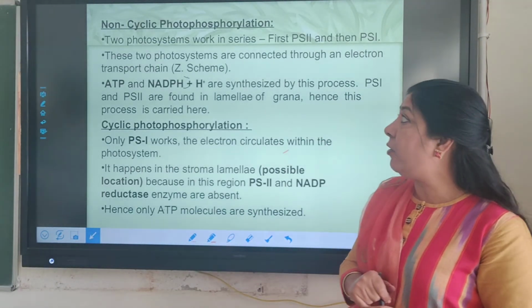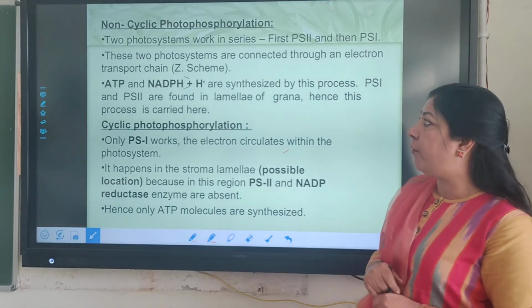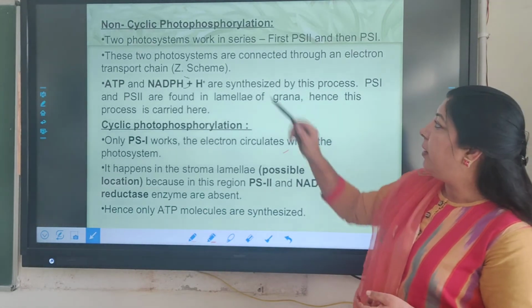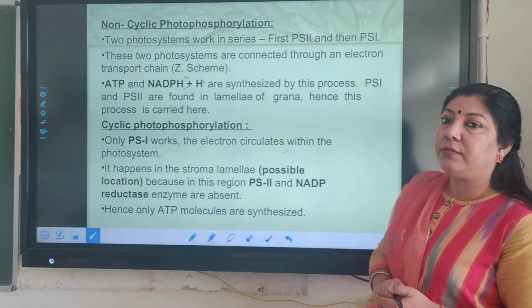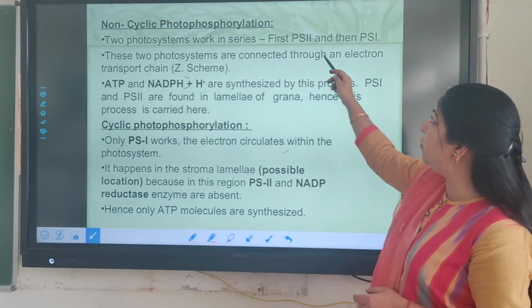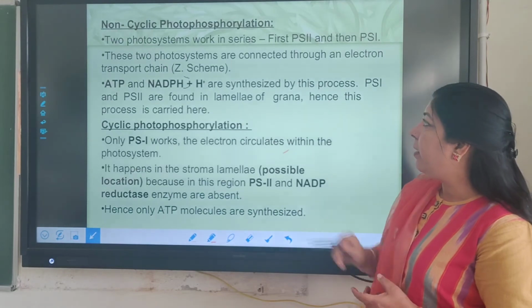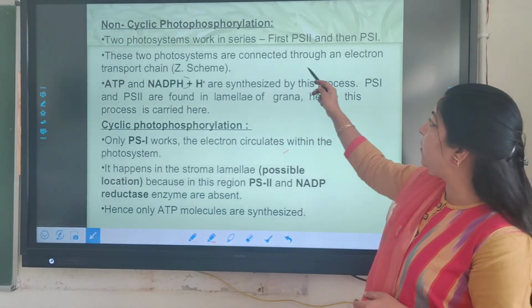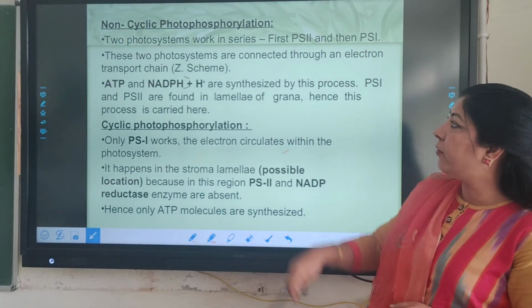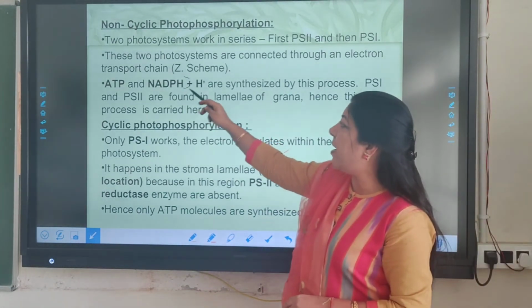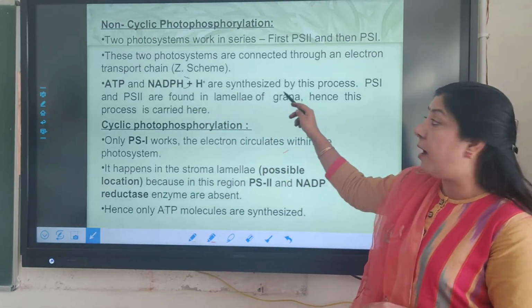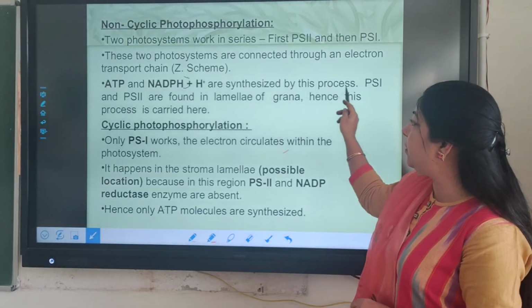What are the difference between non-cyclic and cyclic photophosphorylation? Let's see. In non-cyclic, two photosystems work in series. First is PS2 and PS1. And these two photosystems are connected through an electron transport chain which is called as jet stream, and ATP and NADPH are synthesized by this process.